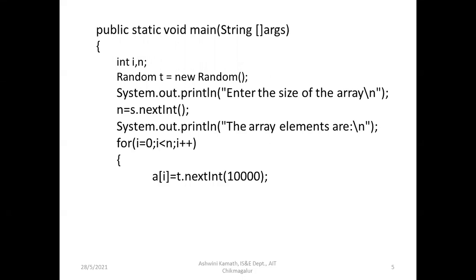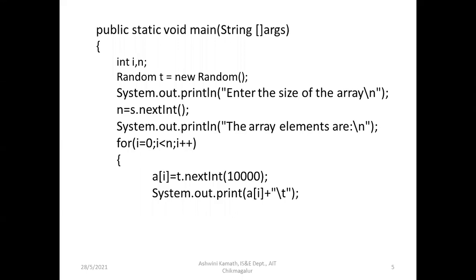Okay, that is the bound we are passing. If you want to change it, you can change it. If you give 100, values from 0 to 99 will be generated. The maximum number that gets generated will be 99 if you give 100. Okay, a[i] = t.nextInt.